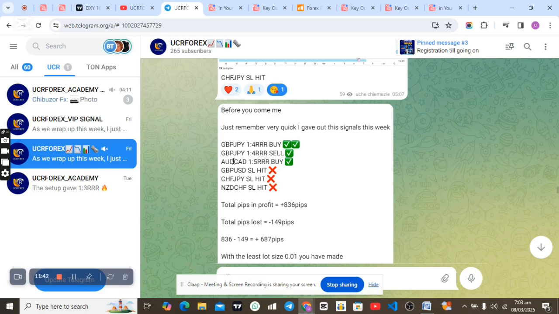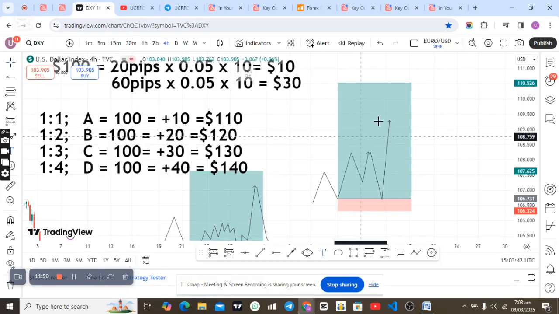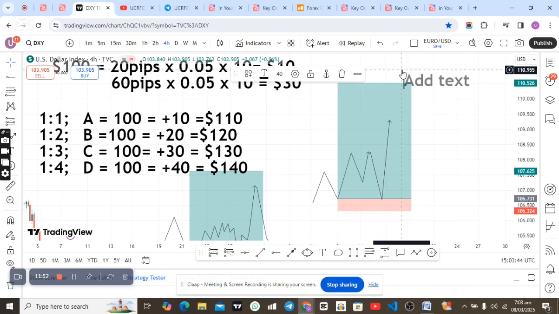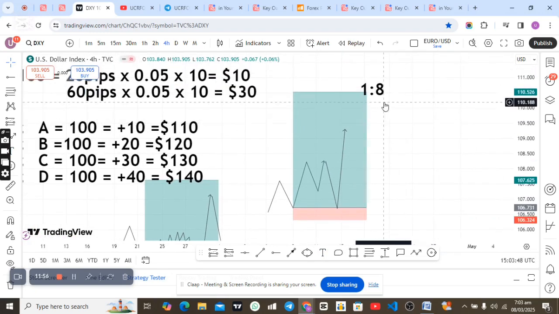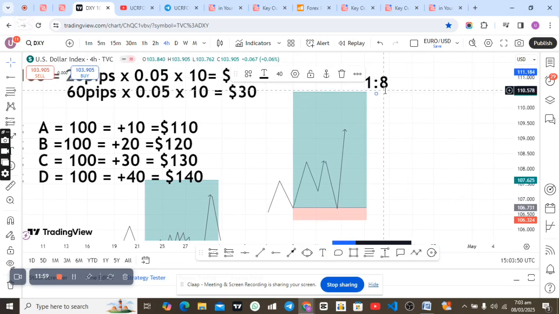Now, how much risk do you want? How much profit do you think we have been able to make? If you combine these two setups, this 1:2, we are currently on a profit of 1:8. Do you understand? We are currently on a profit of what? Of 1:8.